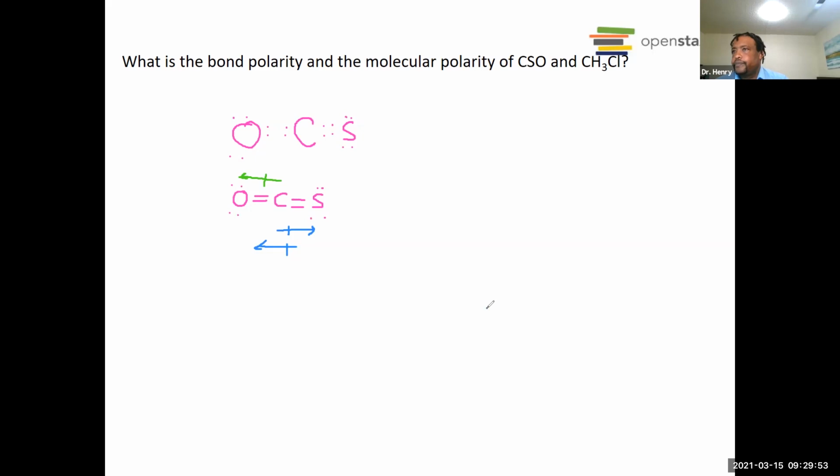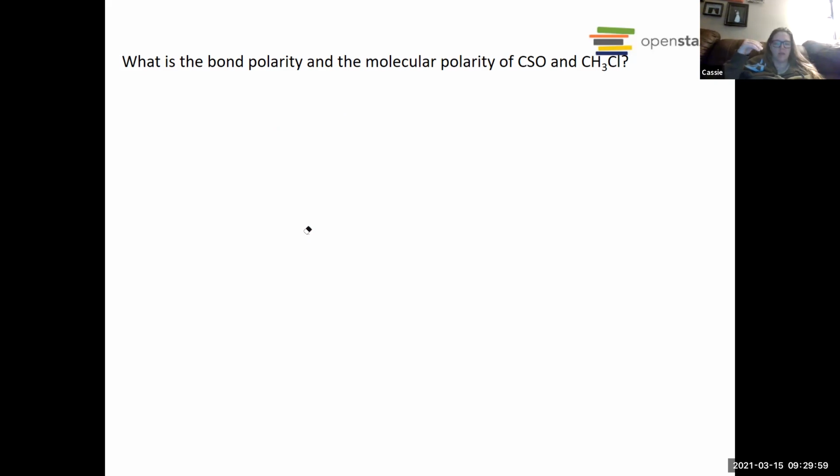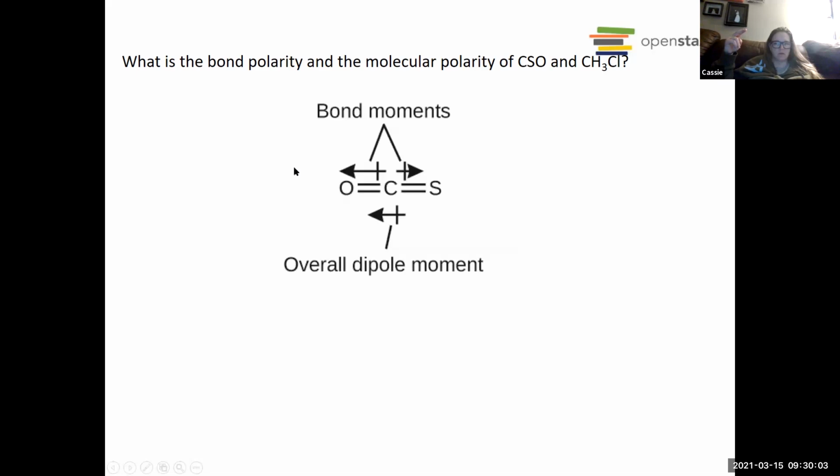Because electronegativity goes from left to right and then bottom to top, right? What do you mean by left to right? So it goes across and then it builds up. That's right. Yep, that is correct. Okay. Questions, concerns, Cash?